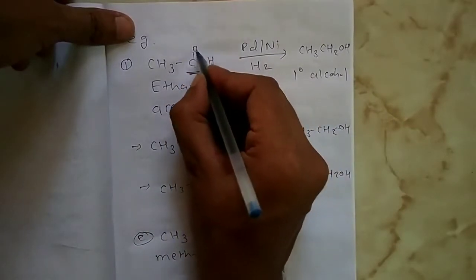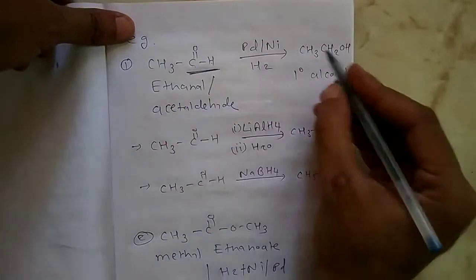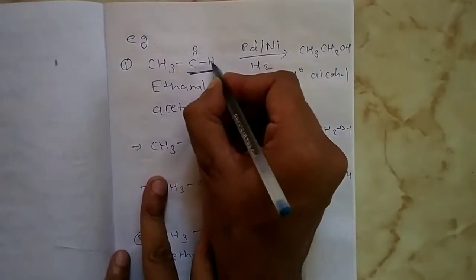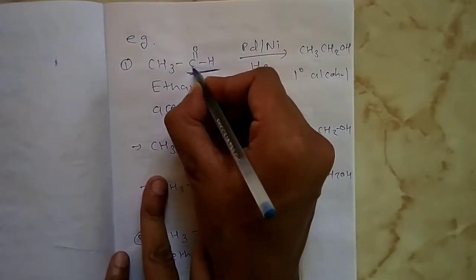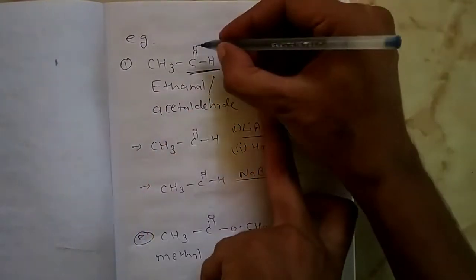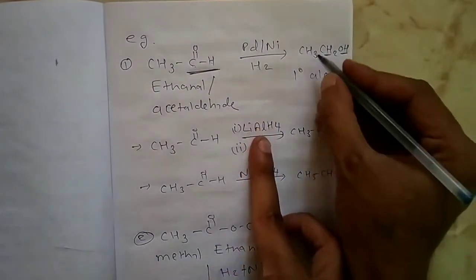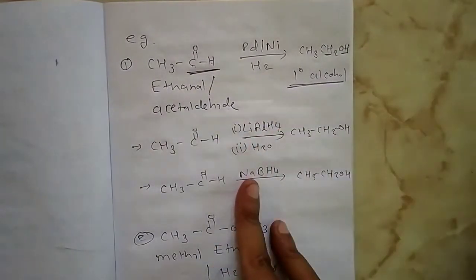Just add hydrogen on oxygen as well as on carbon and break the double bond. One hydrogen is already there on carbon, add one more, so CH2 will be there. Now on oxygen add one hydrogen, so it is OH. You get 1 degree alcohol.